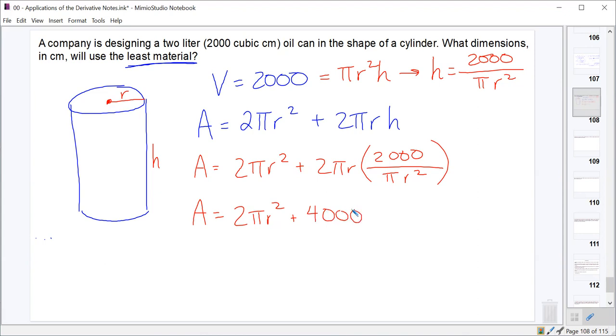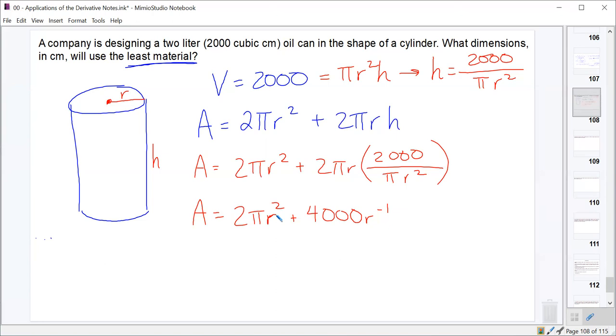And then we've got pi divided by pi, that ought to cancel out. And then we've got an r divided by r squared, which ought to become 1 over r, or r to the negative 1. So we now have a surface area formula, A equals 2 pi r squared plus 4,000 r to the negative 1, all in terms of the radius of our cylinder. And so it's now time for us to think about what the domain of this is.